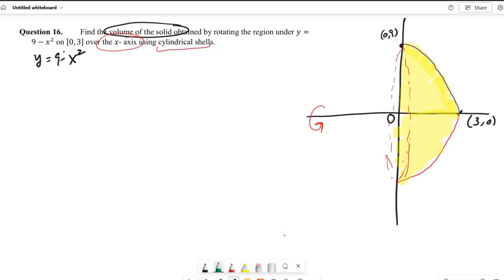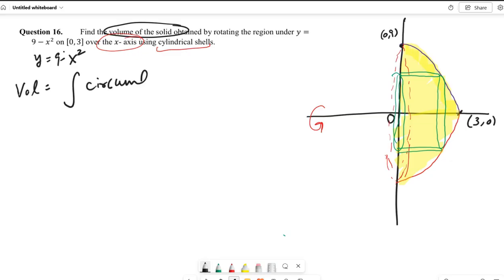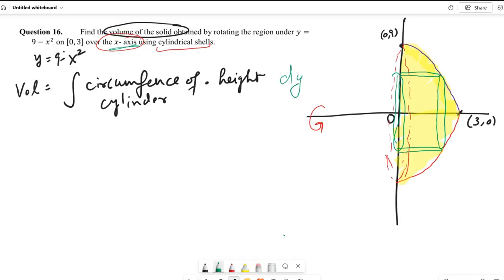So how are you going to draw the cylindrical shell? In the region which was given, you take a small rectangle, you rotate it around the same axis of rotation. So that becomes your cylindrical shell. The method to calculate the volume is the circumference of your cylindrical shell times the height of your cylindrical shell. And if the axis of rotation is the x-axis, you're going to integrate with respect to y.